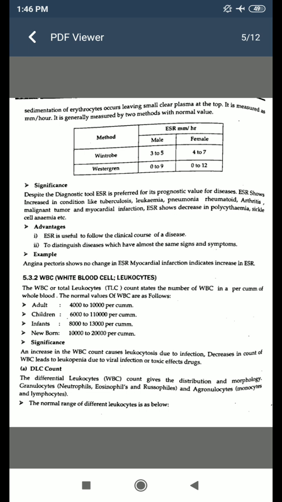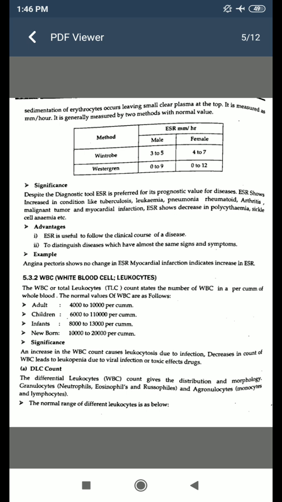Then next is B, mean corpuscular volume, MCV. It is the ratio of hematocrit to RBC count. MCV is equal to hematocrit percent into 10 divided by the RBC count. The size of the RBC is determined by the MCV. The normal value is 75 to 99 fL in adult male and female.